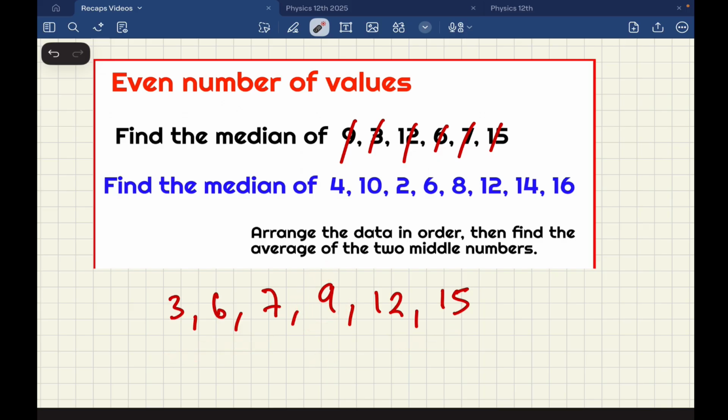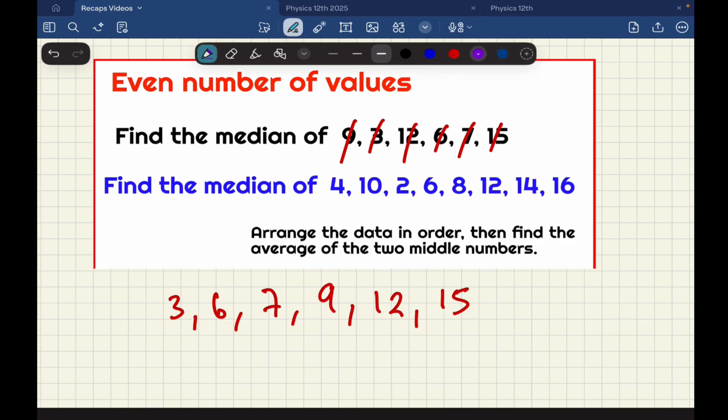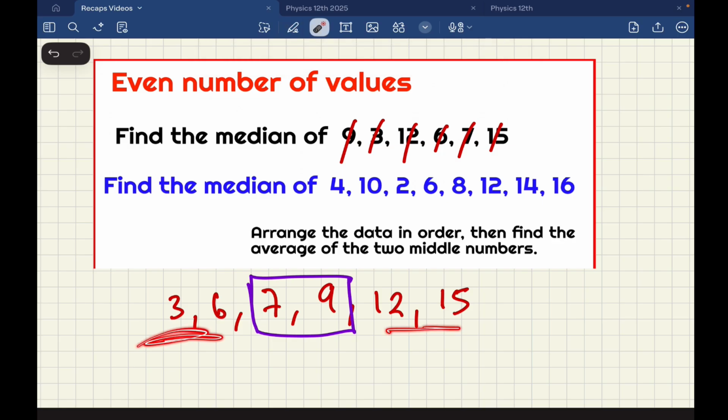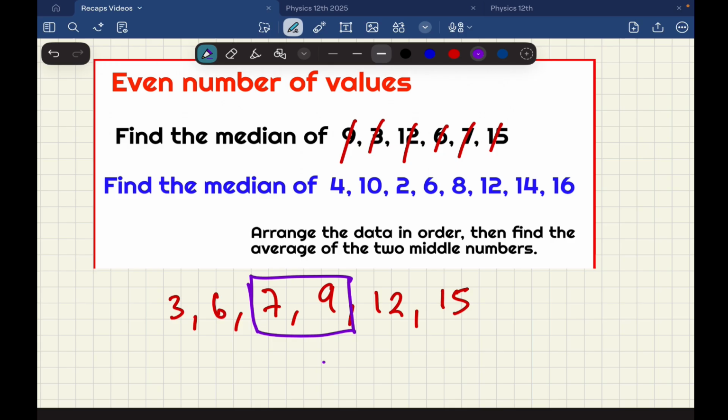Well, we need to find the average of the 2 middle numbers. So here we have this situation. We have 2 numbers just at the middle, because as you can see here we have 2 numbers, so the median has to be here between these 2 numbers. So in order to find the median, we can say the median is the average between these 2 numbers.